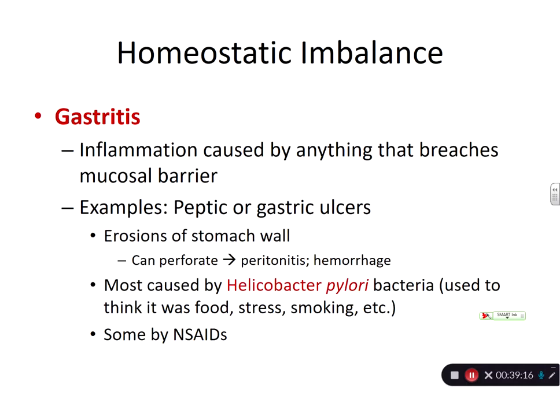Now there is a condition called gastritis, and this happens anytime something breaches through the mucosal barrier. The things that are really common that cause gastritis are peptic or gastric ulcers. And an ulcer in the stomach, a stomach ulcer, is when the lining of the stomach erodes away. It can perforate, it can cause an infection, that peritonitis. You get that infection throughout your entire peritoneum. It can also cause hemorrhaging, so you can bleed out from it. So you have a lot of blood vessels in there.